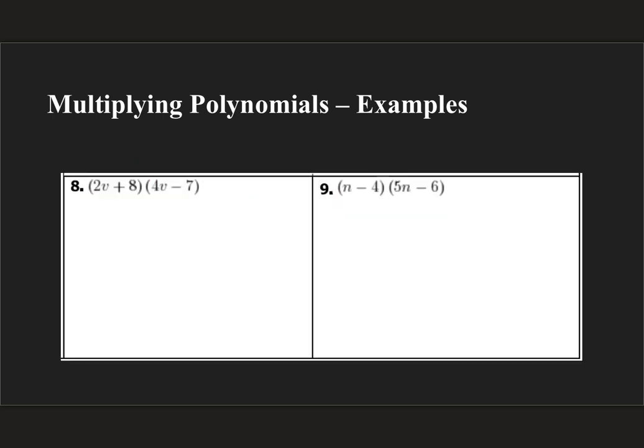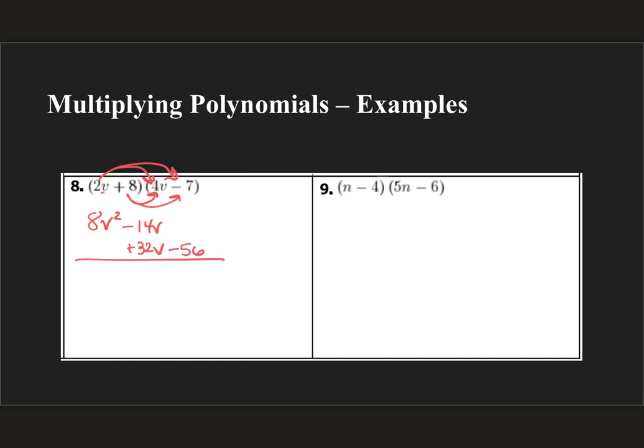All right, let's look at a little bit more difficult. So this one we're going to distribute twice. So I've got 2v times 4v, so 2 times 4 is 8. V times v is v squared, because there's 2 of them. 2 times negative 7 is negative 14, and then just v. And then I'm going to take my 8 and do the same thing. So I'm going to do 8 times 4v, so 8 times 4 is 32, and then I have 1v. So I'm going to put that under here, because I'm going to add those two together because they're like terms. And then I have 8 times negative 7, which is negative 56.